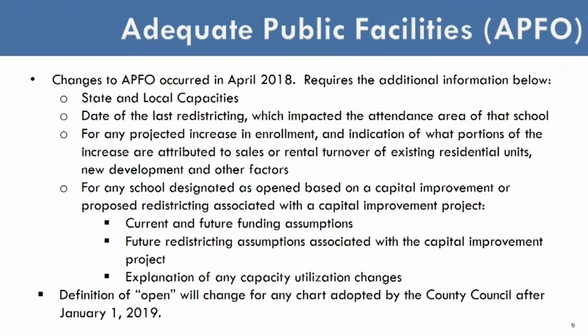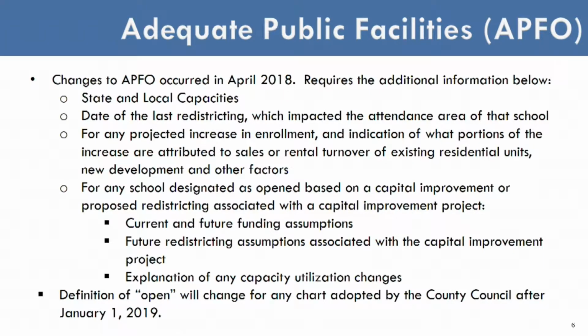It includes the state and local rated capacities, the date of the last redistricting which impacted that particular attendance area, for any projected increase in enrollment, an indication of what portions of the increase are attributed to sales or rental turnover of existing residential units, new development, and other factors. And fourth is for any school designated as open on our school capacity chart, that's based on a capital improvement project or proposed redistricting associated with the capital improvement, the current and future funding assumptions for the capital improvement project, and the future redistricting assumptions, and an explanation of both if necessary.